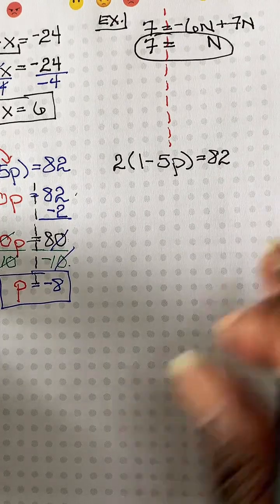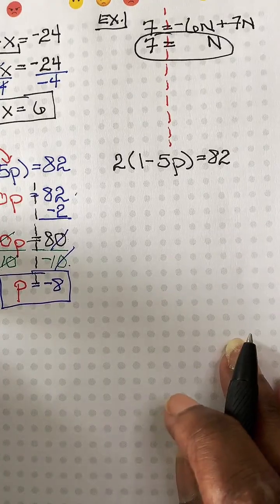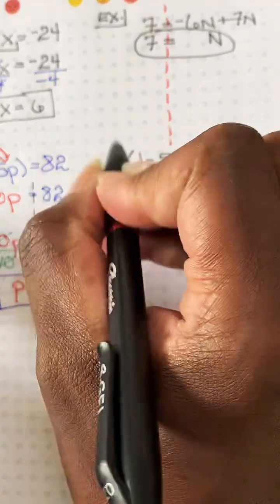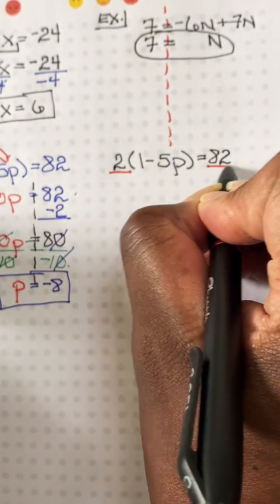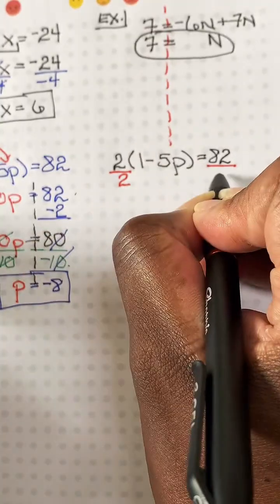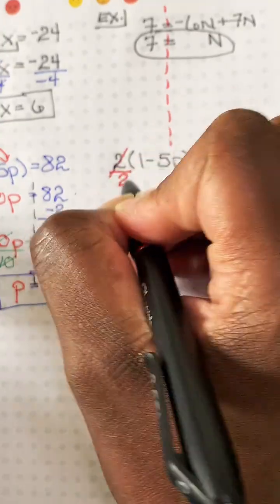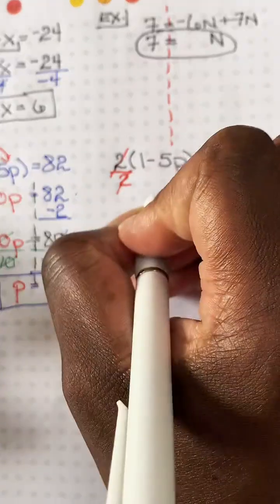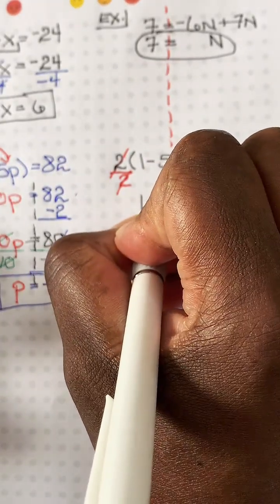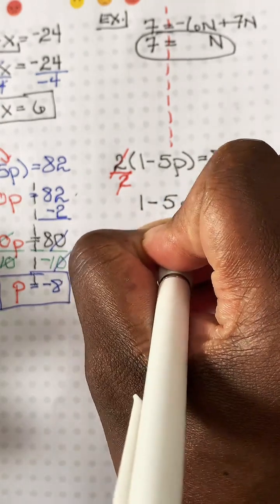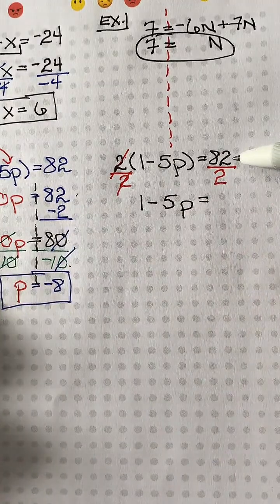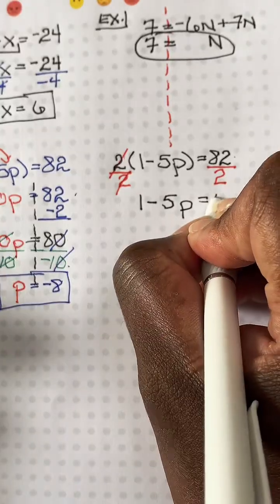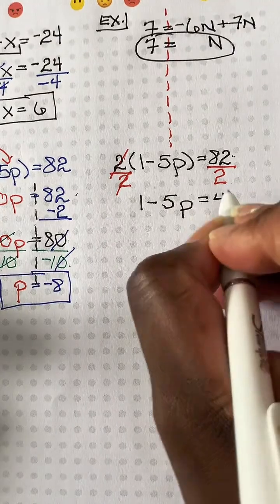Yes. All right? Think of it this way. If you're multiplying, the inverse is division. Why can't we just divide both sides by 2? When we do that, bam! Let me see what I can bring down. I can bring down the 1. I bring down my minus 5p. What's 82 divided by 2? 8 divided by 2, that gives me 4. 2 divided by 2, that gives me 1.